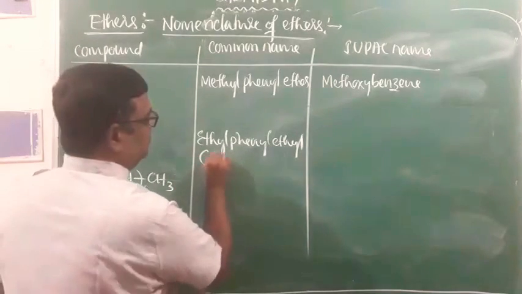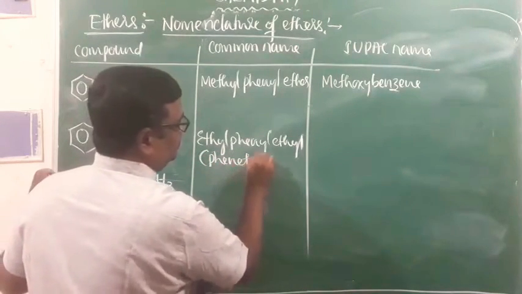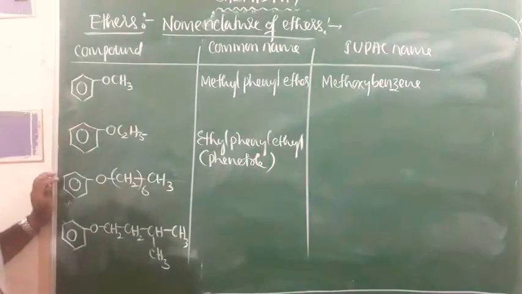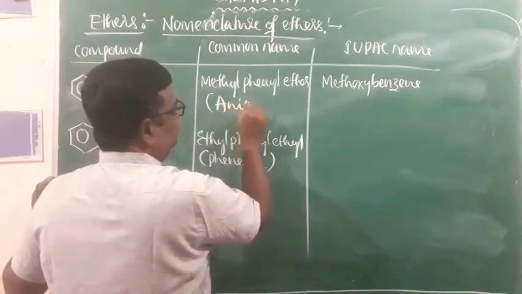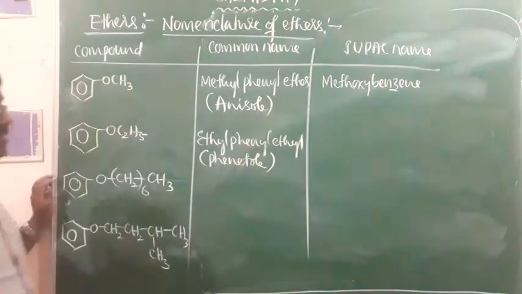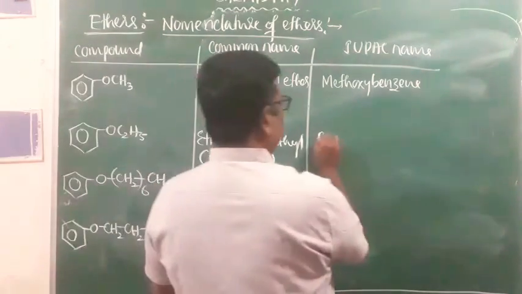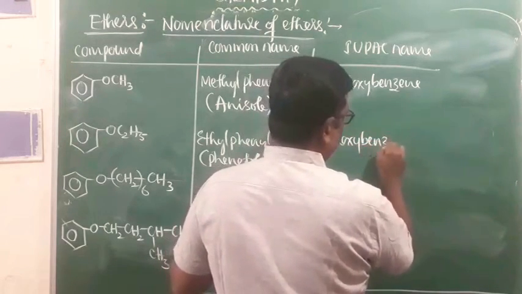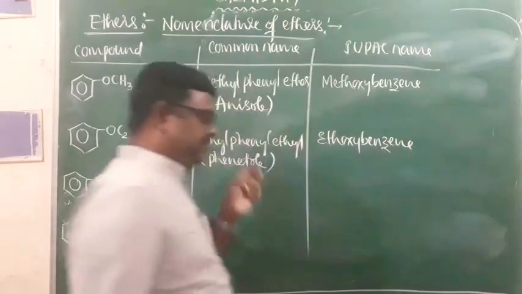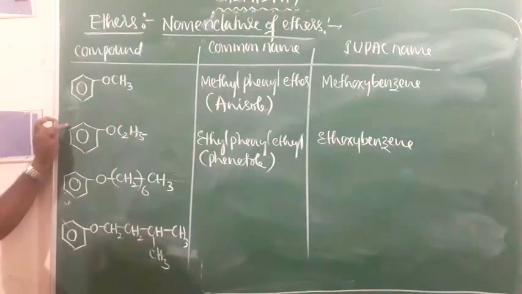It is also called phenetole. Methyl phenyl ether is also known as anisole, right? In the IUPAC system it is ethoxybenzene. This is ethoxybenzene. Here also the benzene ring is taken as the parent due to the presence of a larger number of carbon atoms, right? More carbon atoms, right?